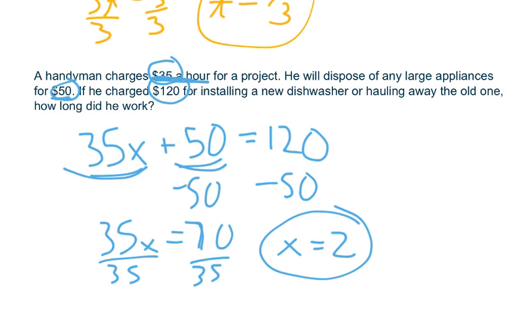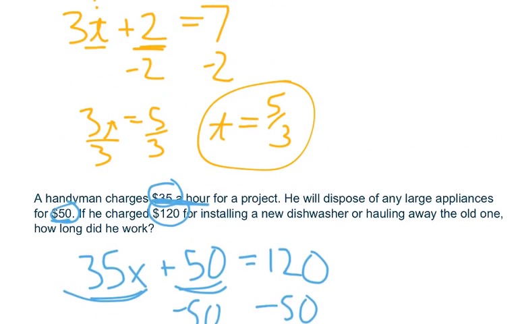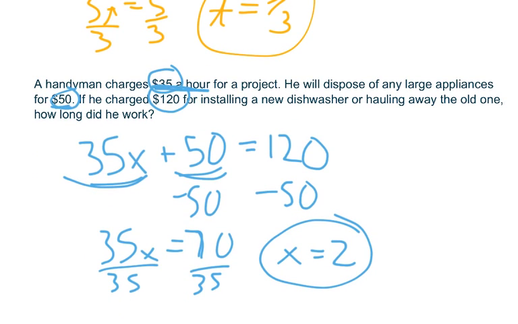So, 2 hours. As you're setting up these equations, just be mindful of, again, coefficients and constants. And then from there, if you're kind of stuck on something, you can try plugging in some different numbers and seeing whether or not it works.